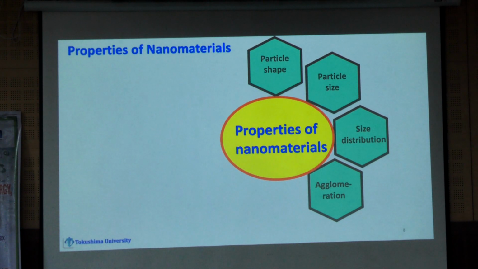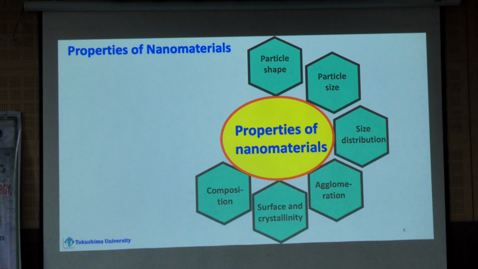Agglomeration. What happens when you prepare the nanomaterial? Usually, nanomaterials attract towards each other and they make agglomeration. Agglomeration means a group of nanoparticles collected together, come together. So that is agglomeration. Agglomeration is also one of the properties of nanomaterial.